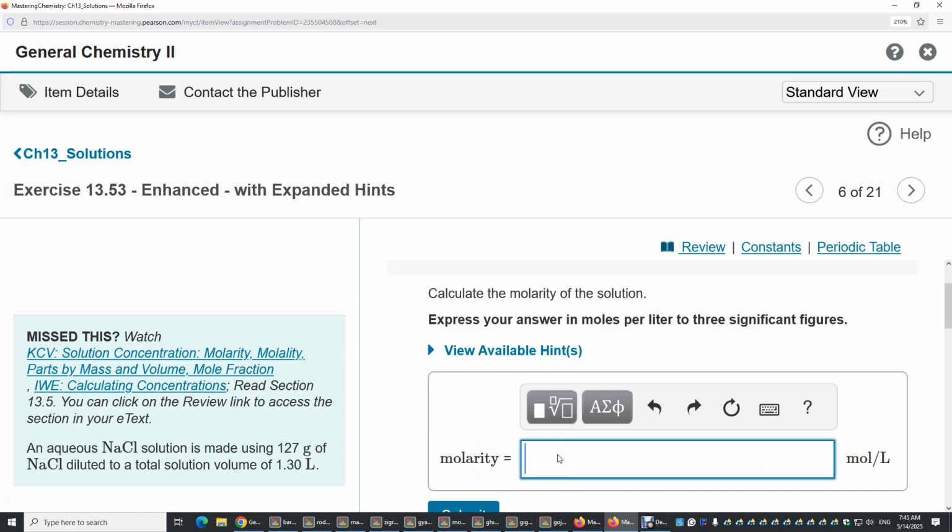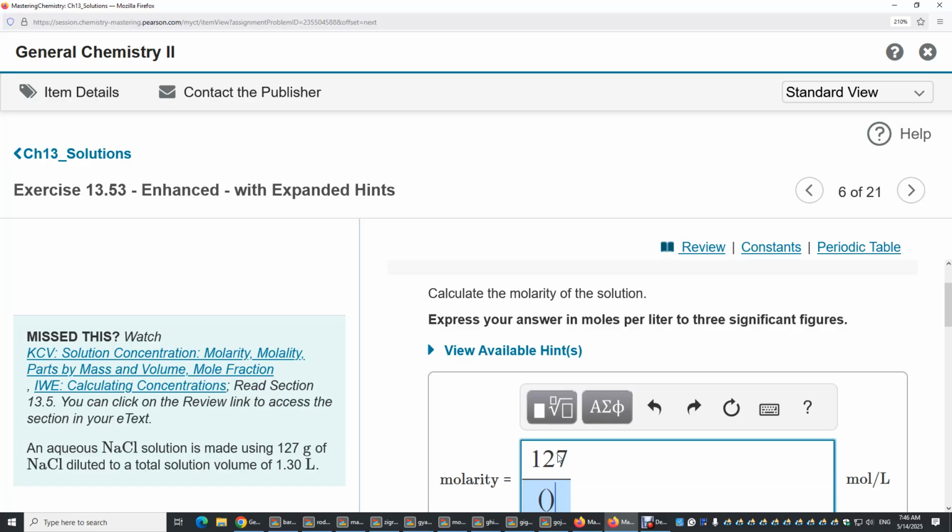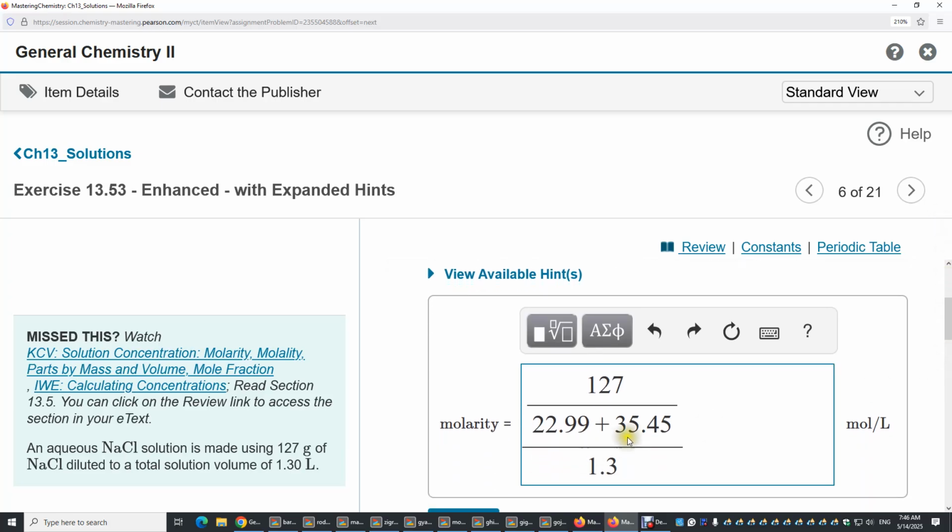So we'll have to have mole on top, which is 127, divided by the molar mass of sodium chloride. Sodium is 22.99 and chlorine is 35.45. Now we have the number of moles of sodium chloride and then divided by 1.3 liters. This is how we set up the calculation.